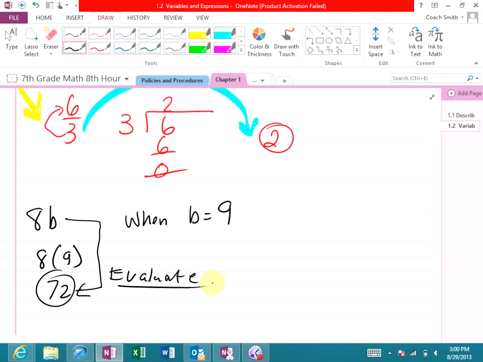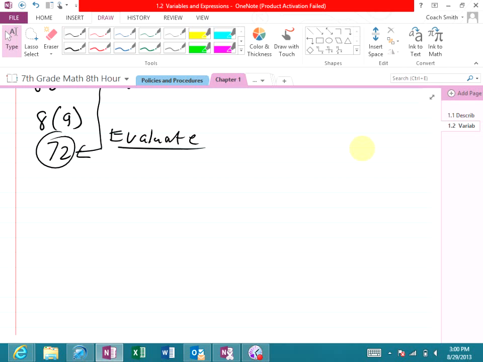Okay? All right, now, let's look at one that has a subtraction. Let's go with 24 minus x when x is equal to 15.